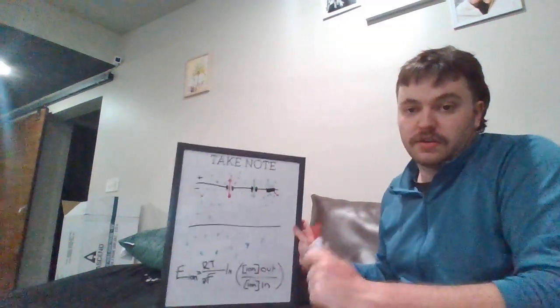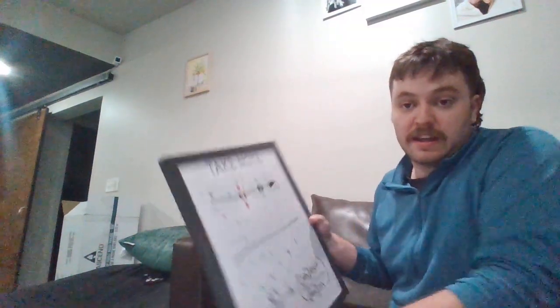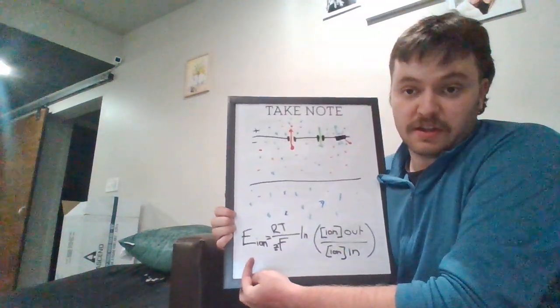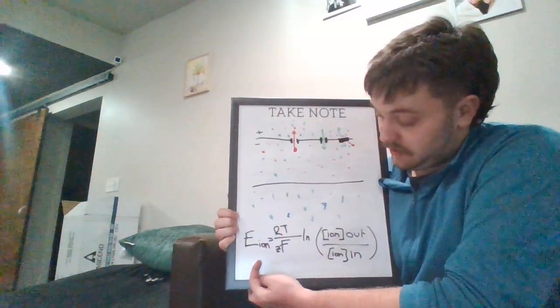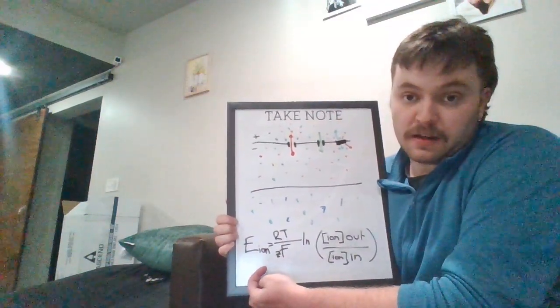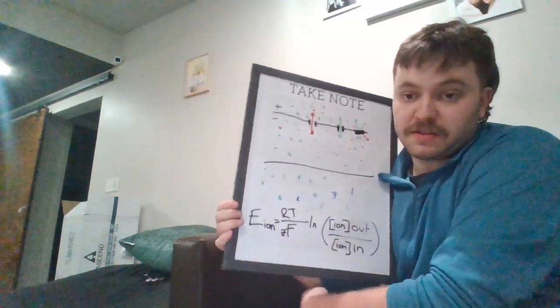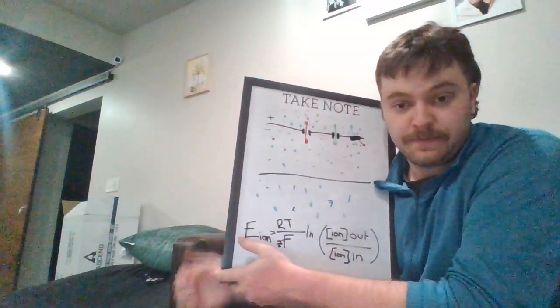And this is the natural log of the concentration on the outside, over the concentration of the ion on the inside. Okay, so the Nernst equation calculates the equilibrium potential for each ion. Okay, and we're also going to be talking about driving force, which helps us understand this equation.